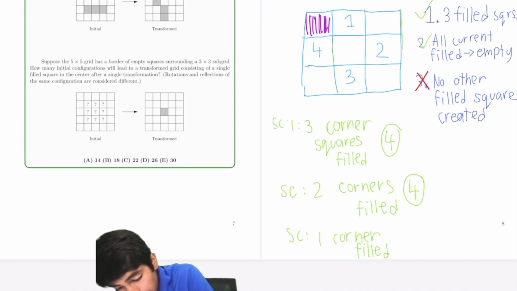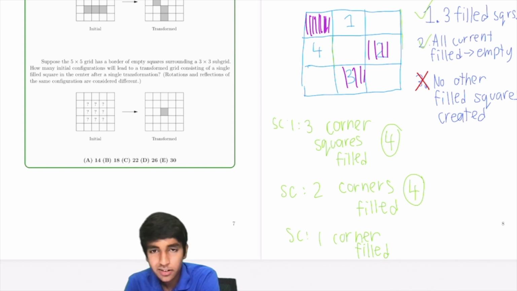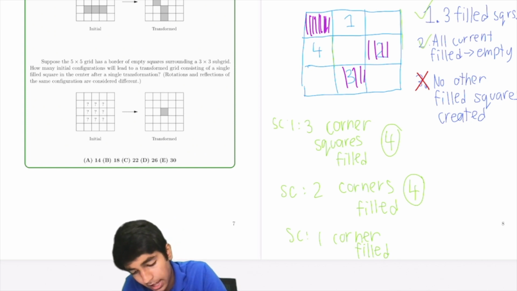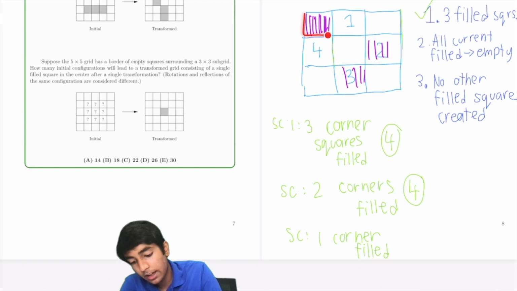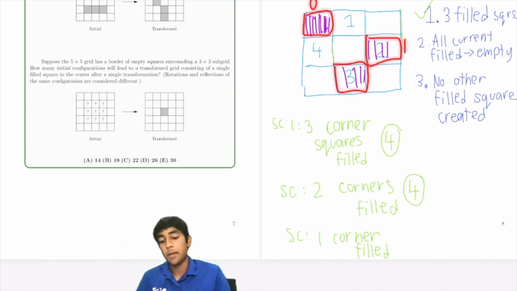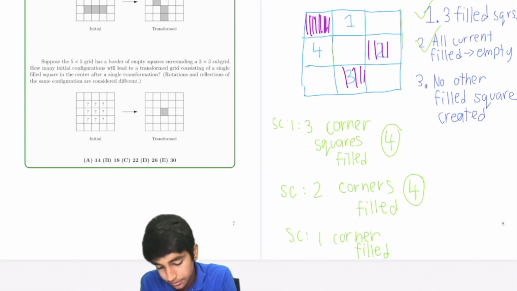2, 3 means we have this one filled and this one filled. Does this work? Okay, let's take this case by case, or condition by condition, I mean. So firstly, are all currently filled squares going to become empty? This filled square has 0 neighbors, this filled square has 1 neighbor, and this filled square has 1 neighbor. None of them have 2 or 3, all the filled ones will become empty. Okay, we're good. No other filled squares created.